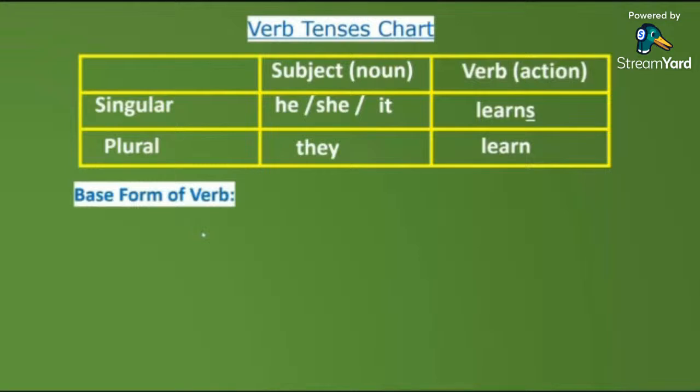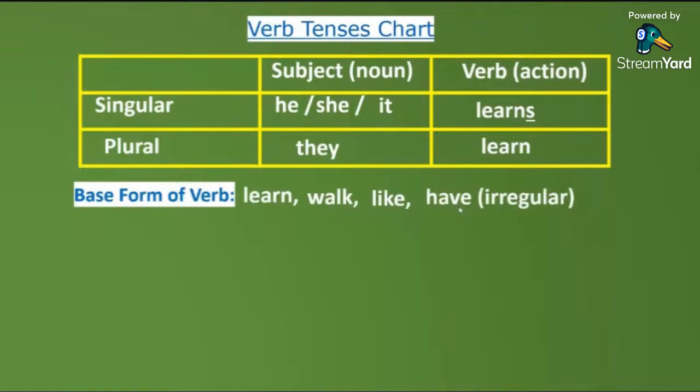So, the base forms of the verb we have are learn, walk, like, have, do. Take note that have and do are irregular verbs. Why irregular? Because we don't add S to have if the subject is singular. Instead, have becomes has and do becomes does.